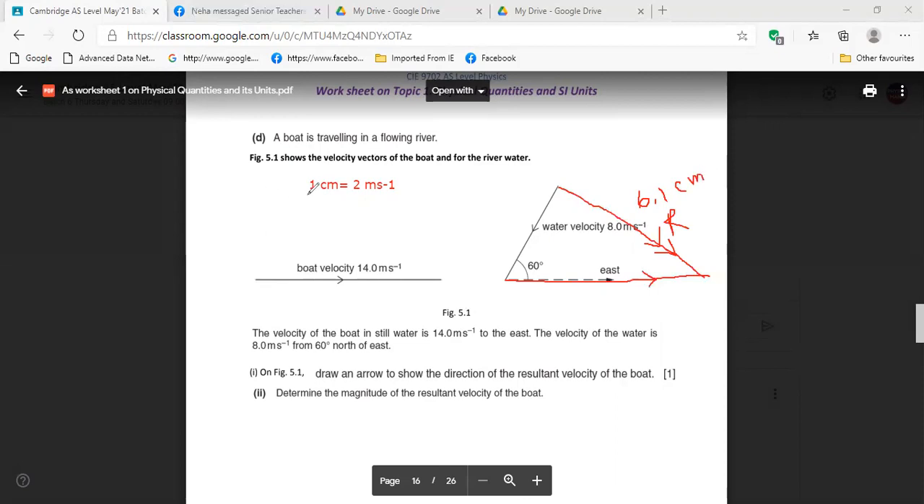So your 1 centimeter was 2 meters per second. Then 6.1 centimeters will be how much? 12.2, right? Yes, sir. 12.2 meters per second. Your resultant will be 12.2 meters per second. Is it clear? Yes, sir.